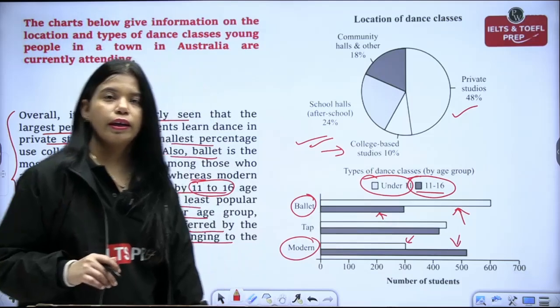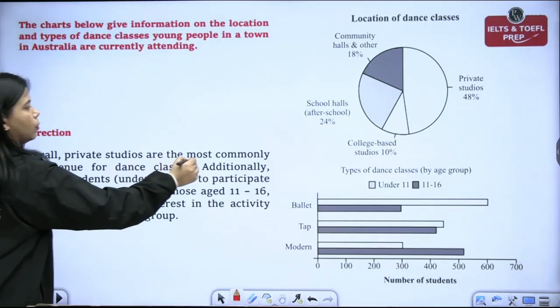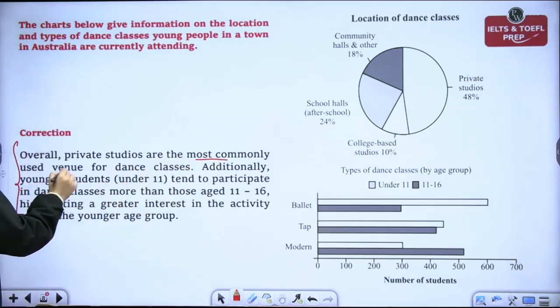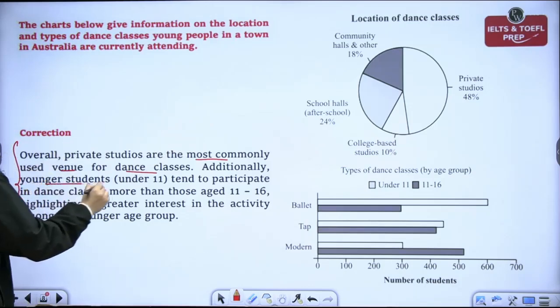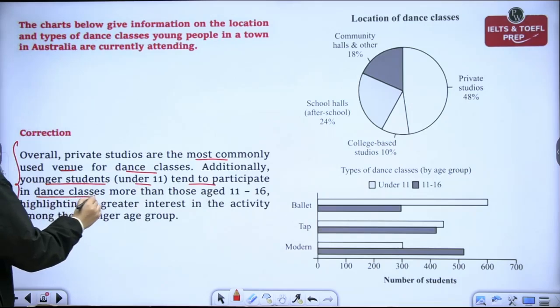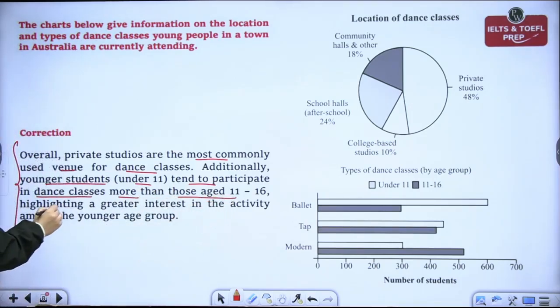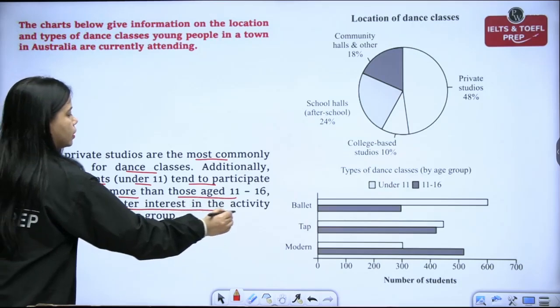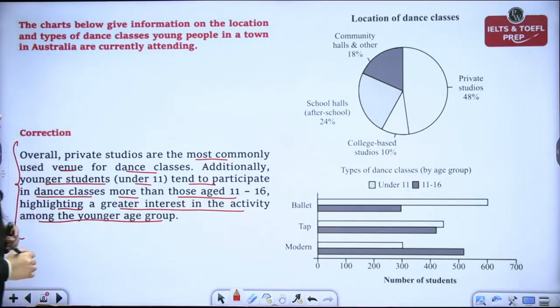Let me show you the correction now. Alright, so here we are saying overall, private studios are the most commonly used venue for dance classes. Private studios, most commonly used. Then additionally, younger students under 11 tend to participate in dance classes more than those aged 11 to 16, highlighting a greater interest in the activity among the younger age group.